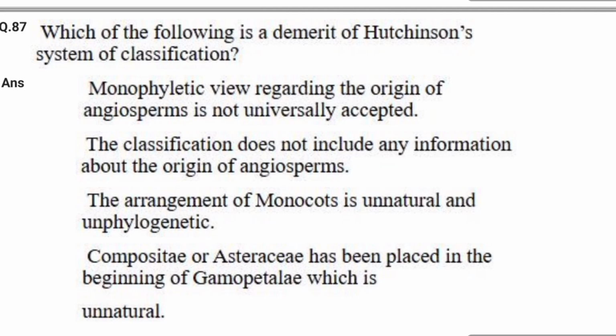Let's see the next question. Which of the following is a demerit of Hutchinson's system of classification? Options are: monophyletic view regarding the origin of angiosperms is not universally accepted; the classification does not include any information about the origin of angiosperms; the arrangement of monocots is unnatural and unphylogenetic; Composite or Asteraceae has been placed in the beginning of Gamopetalae, which is unnatural.